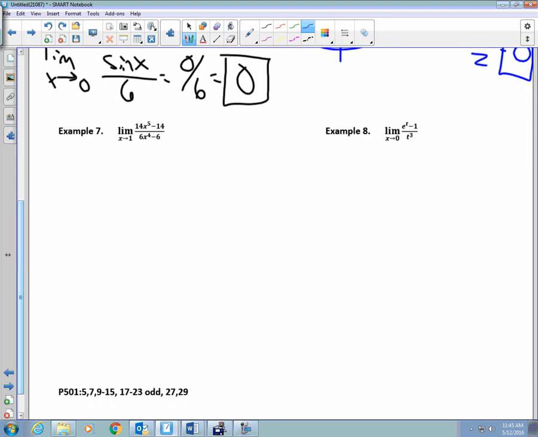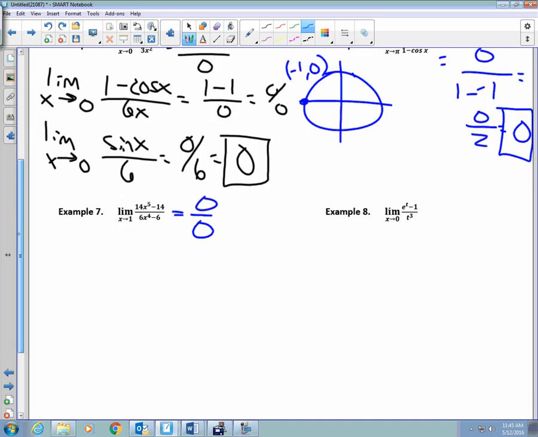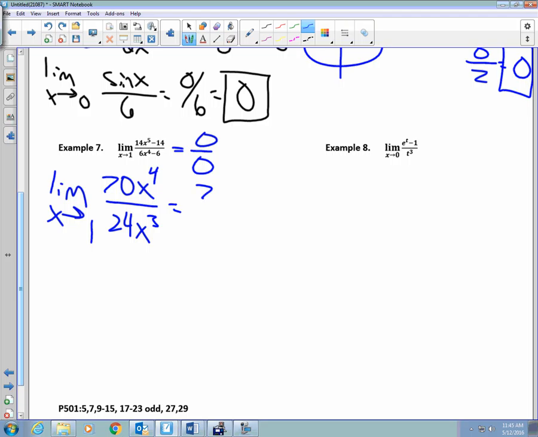I'll show you again with this one. Example 7, we plug in 1. What do you get? 0 over 0. Is that undefined or is that indeterminate? So invoke L'Hopital's rule. Limit as x goes to 1 of, what's the derivative of 14x to the fifth? 70x to the fourth over, what's the derivative of 6x to the fourth? So we plug in 1, and you get 35 over 12.